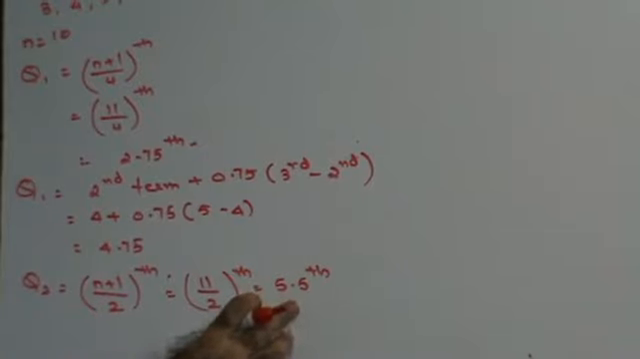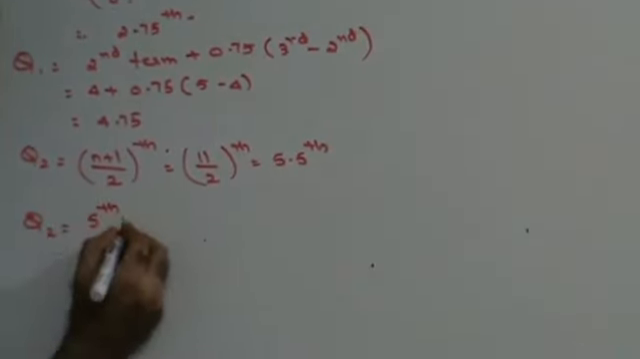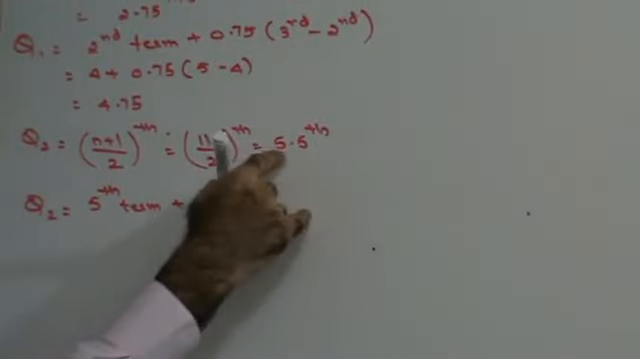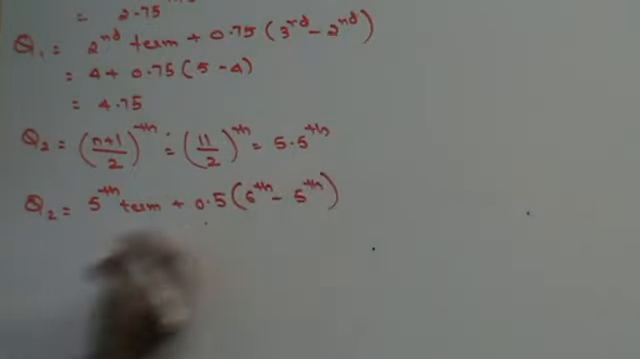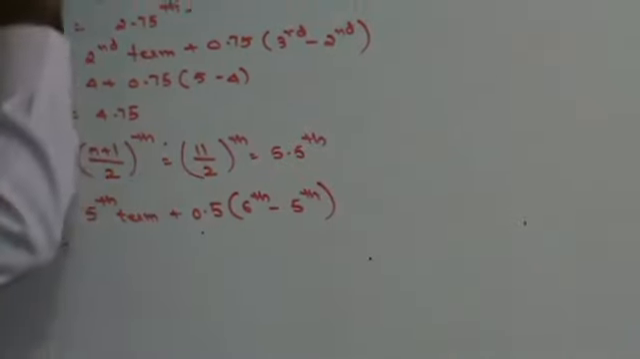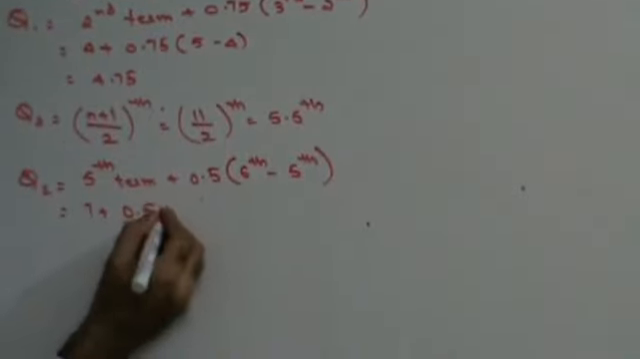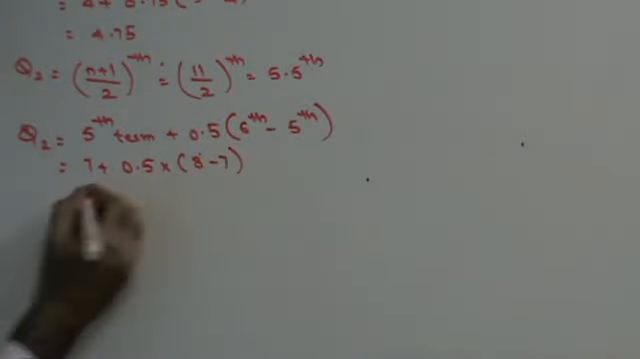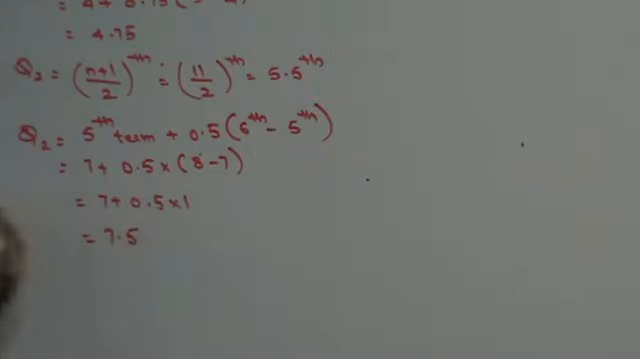Now again here, you have 5.5. So I can say Q2 is the number before the decimal, the 5th term, plus 0.5 times the next, the 6th term minus the 5th term. The 5th term, 1, 2, 3, 4, 5. The 5th term is 7 plus 0.5 into 6th term minus the 5th term. So this is 7 plus 0.5 into 1, that is 7.5. That's the formula.